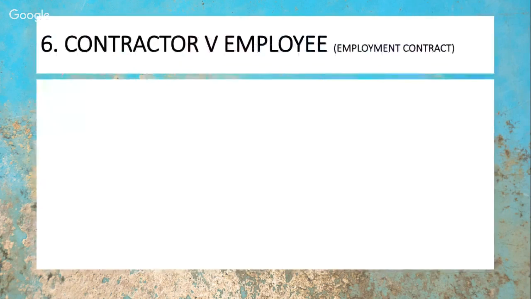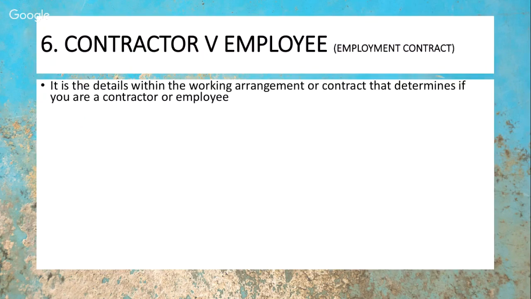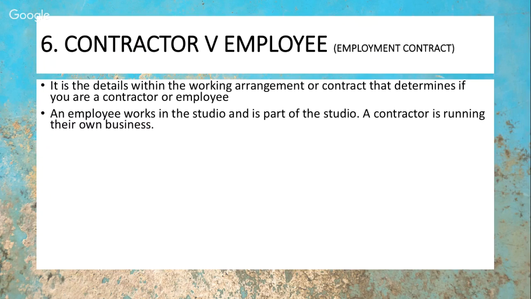Okay, tax hack number 6, contractor versus employee within your employment contract. It is the details within the working arrangement or your contract that determine if you are a contractor or employee. This comes under the income tax legislation. An employee is basically someone that works in the studio and is part of the studio, whereas a contractor is running their own business. It's not necessarily black or white. There are a lot of grey areas.